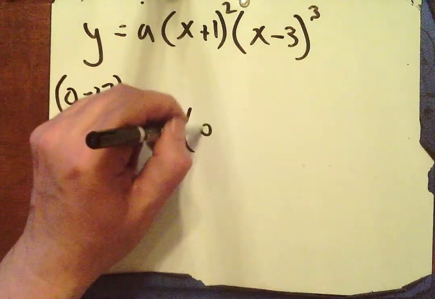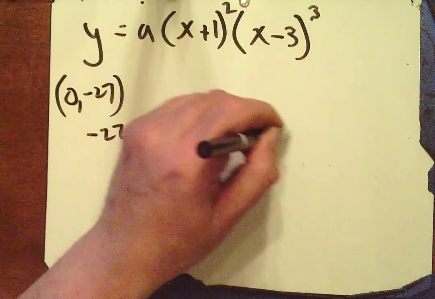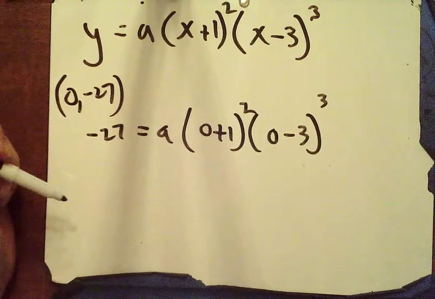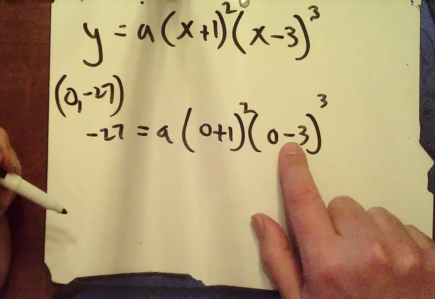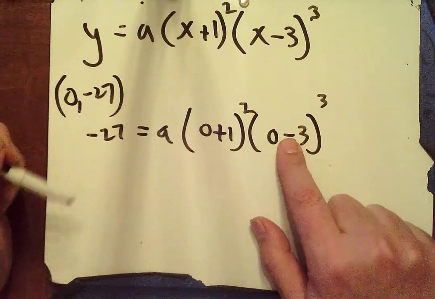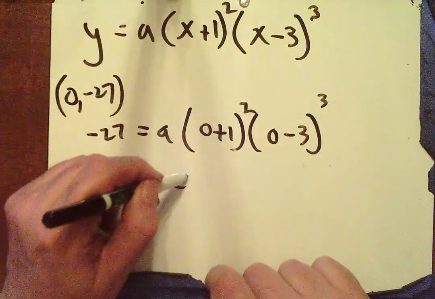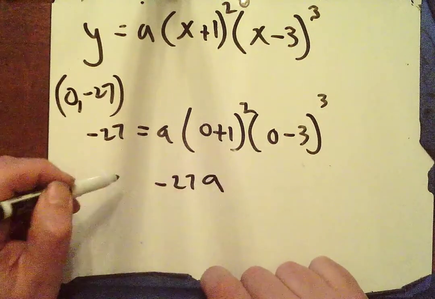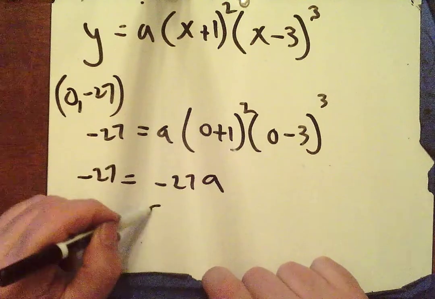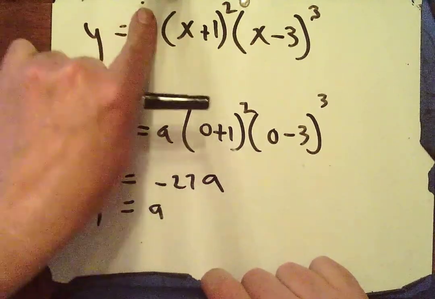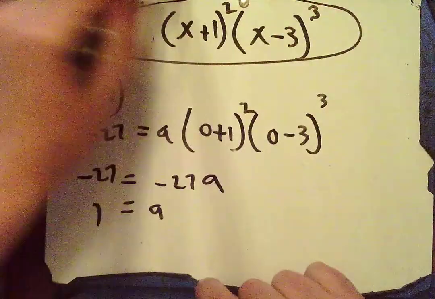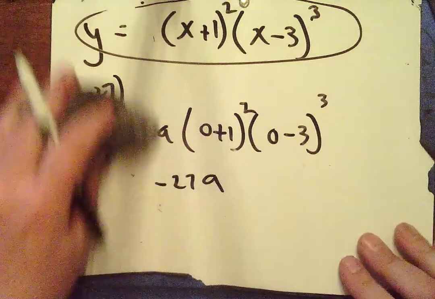-27 equals a(0 + 1)²(0 - 3)³. Well, that's negative times negative times negative. I'm going to get -27 times 1 equals -27. So I guess a is just 1. So that's my equation. All right, that was 7. Let's take a look at 8.